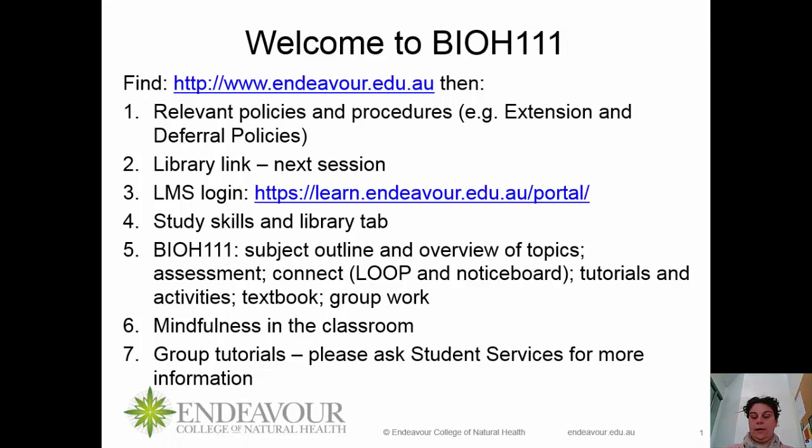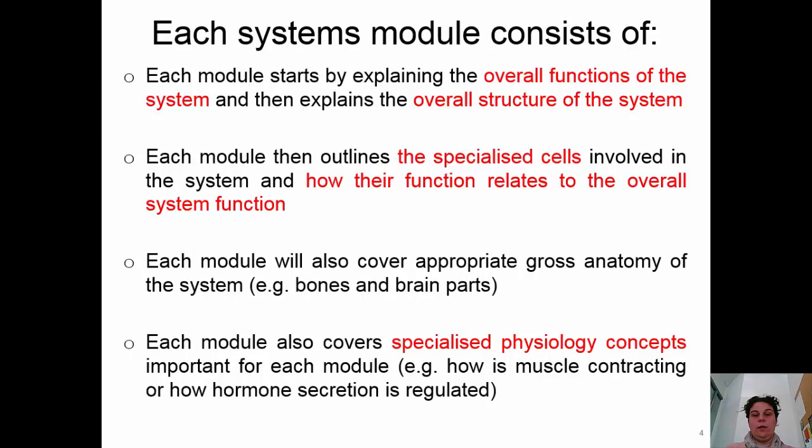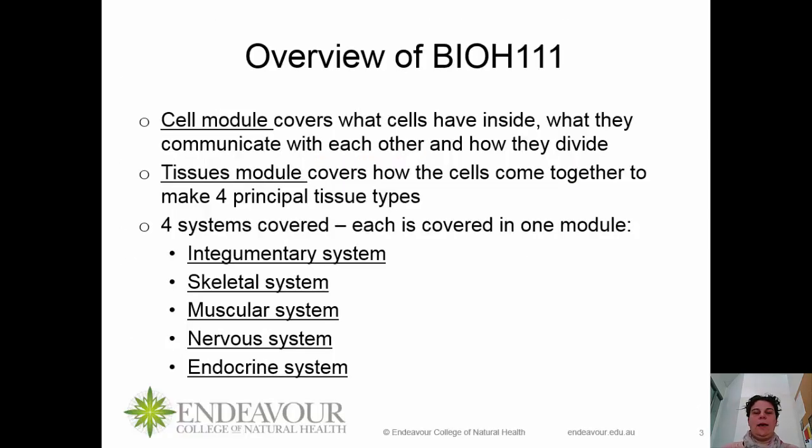Let's talk about BIOH111 in particular, and how all the bits that we are talking about in BIOH111 fit together into one big picture. Okay, so in BIOH111, you're going to have 7 modules, and the first module that you're going to start off with is cells.